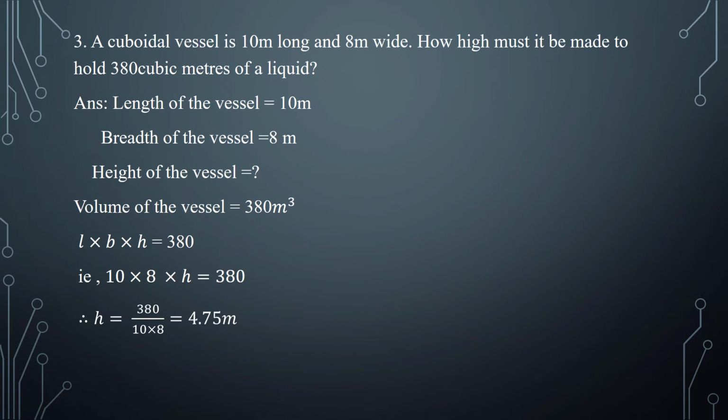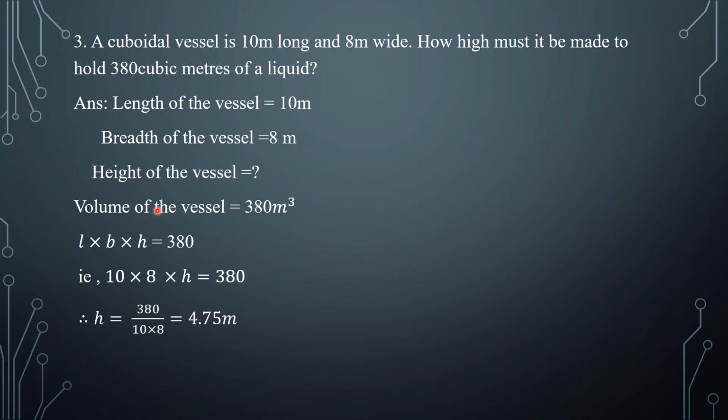In question number 3, a cuboidal vessel is 10 meter long and 8 meter wide. How high must it be made to hold 380 cubic meters of liquid? We are given vessel is of length 10 meter and breadth of the vessel is 8 meter. But the height of the vessel is not given. But we are given it contains 380 cubic meters of liquid. That means volume of the vessel is 380 meter cube.